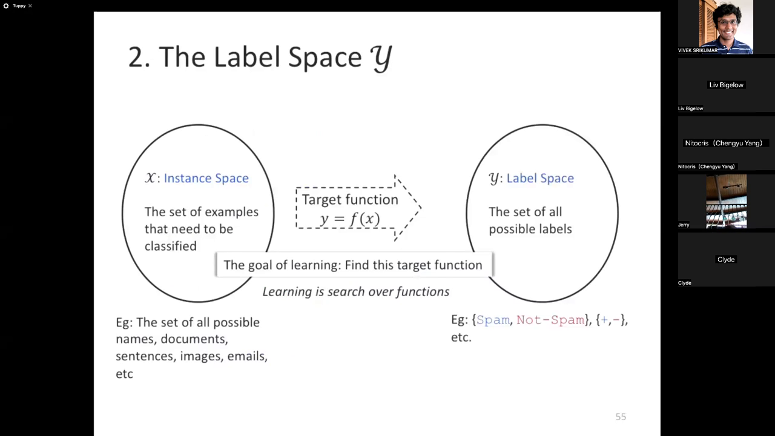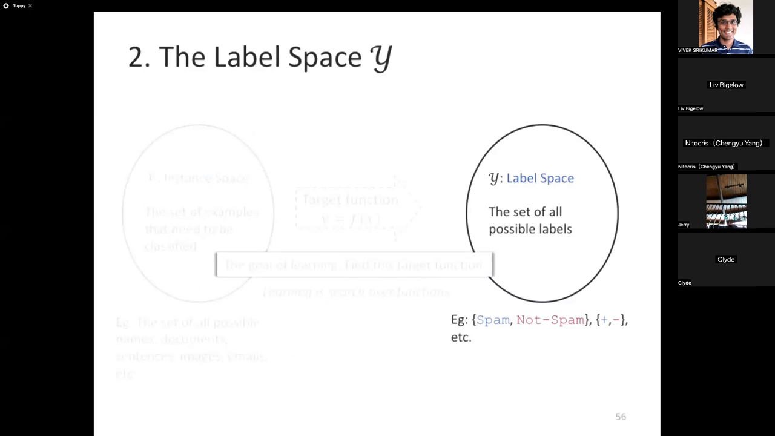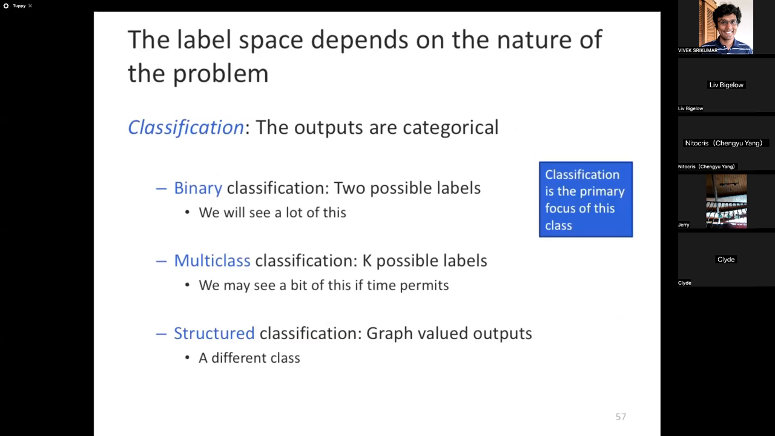So the label space is typically denoted by the letter Y, and it's the set of all possible labels that are in the learning problem. And the label space depends on the kind of problem that we have. If the label space consists of a list of categories, we call this a classification problem. Binary classification is when, as I said, we have two possible labels. Multi-class classification is k possible labels. When k equals 2, we are back to binary classification.